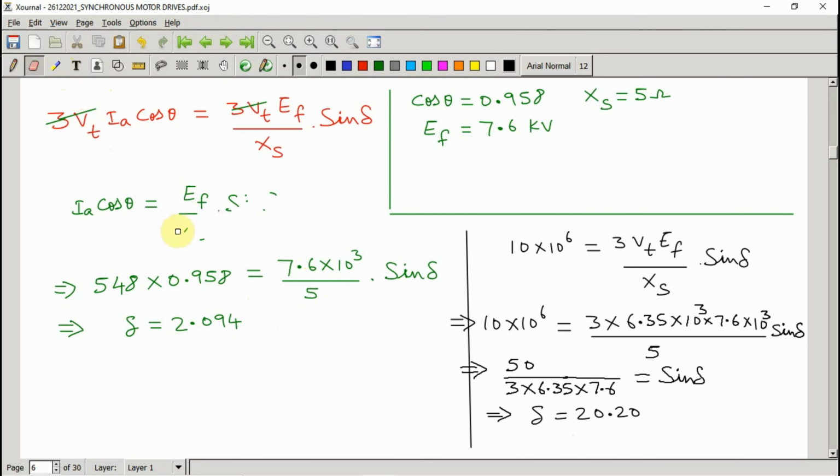We are not going to calculate this way. We have been able to calculate the value of the load angle delta. So that load angle delta is computed. Now from here we will calculate the power factor. Delta is known now. Now we will calculate the power factor from this equation.